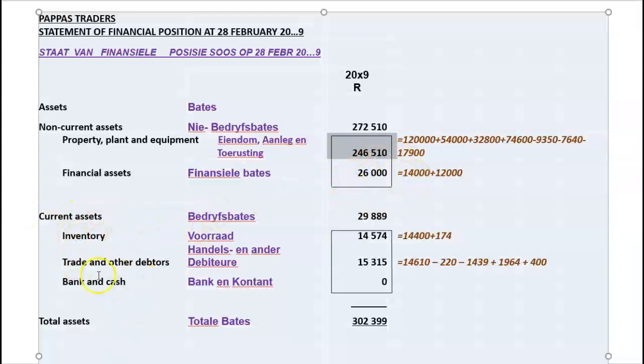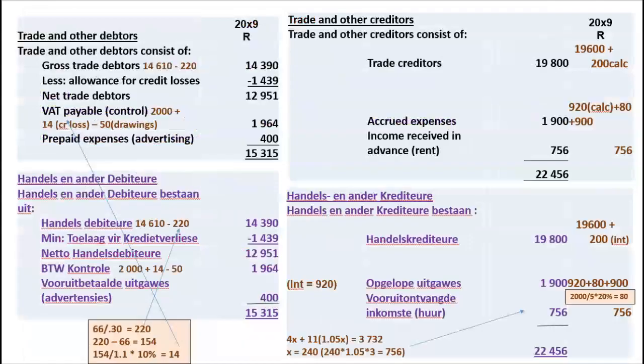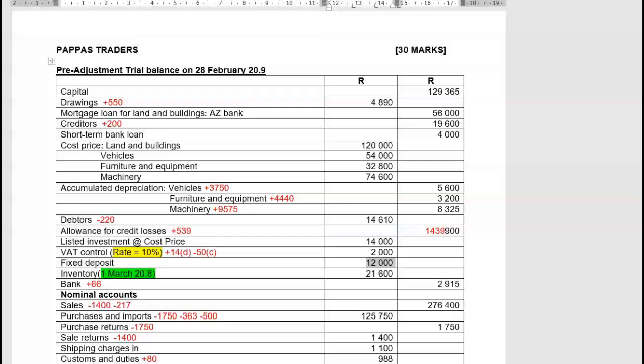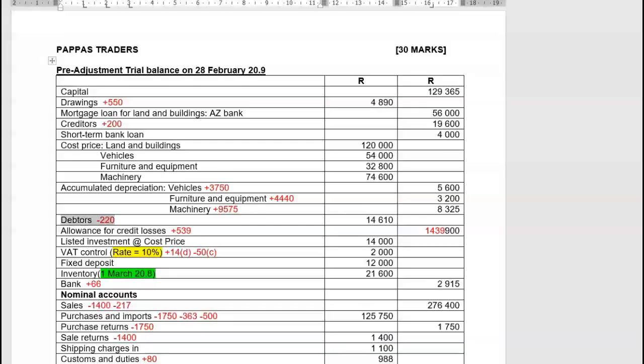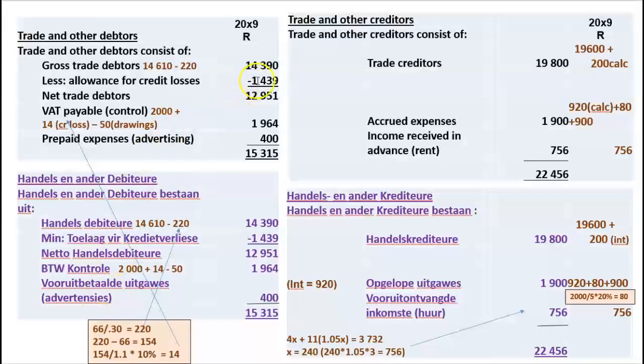Good. Current assets we've done in inventory. Let's look at trade and other debtors. Now, a note on trade and other debtors will look as follows. Trade and other debtors consist of gross trade debtors, and again there we have deducted the 220 rand from our debtors, so the final figure would have been 14,390. Less allowance for credit losses. Now guys, please, it is our closing balance, our 1,439, not the adjustment entry that goes to the income statement. That 1,439 is our allowance balance at the end of the year. So our net trade debtors will be the difference between the two, 12,951.